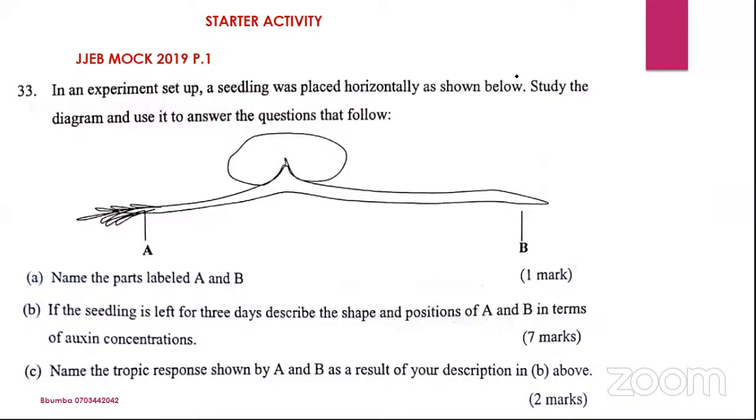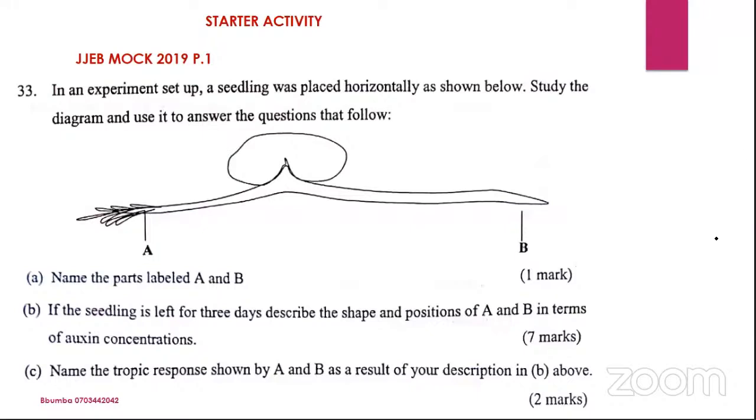I will be reading them. Then Priska. Part A, teacher, I'm here. Part A is the root, then B is the shoot. B is the shoot and A is the root, sure.